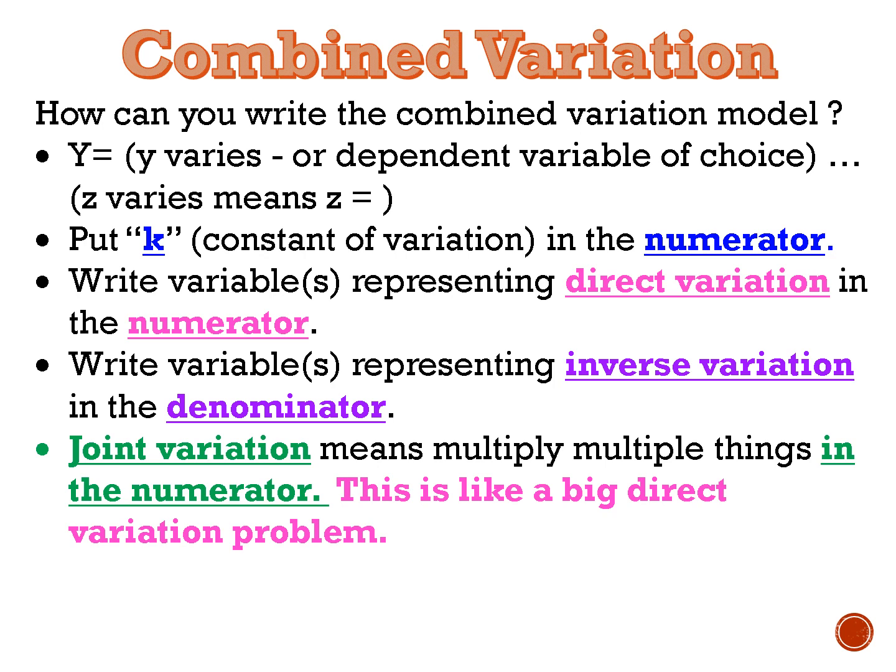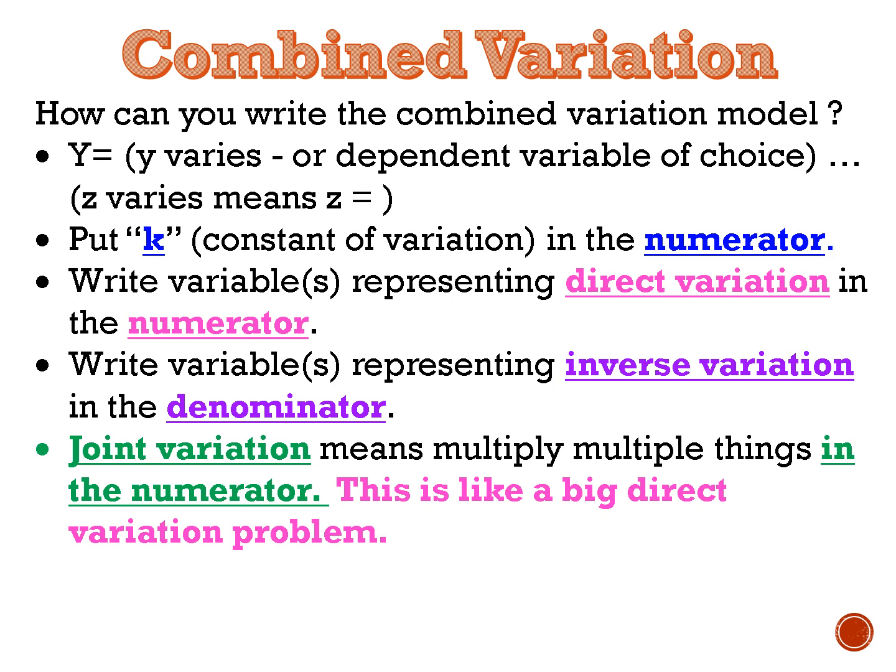Joint variation means to multiply multiple things in the numerator. So guys, joint variation is just a big old fancy direct variation. So if it says, y varies jointly as x and z, then that's going to be x times z in the numerator. So think of joint variation, it's just a big old fancy direct variation. Joint variation is going to be in the numerator.